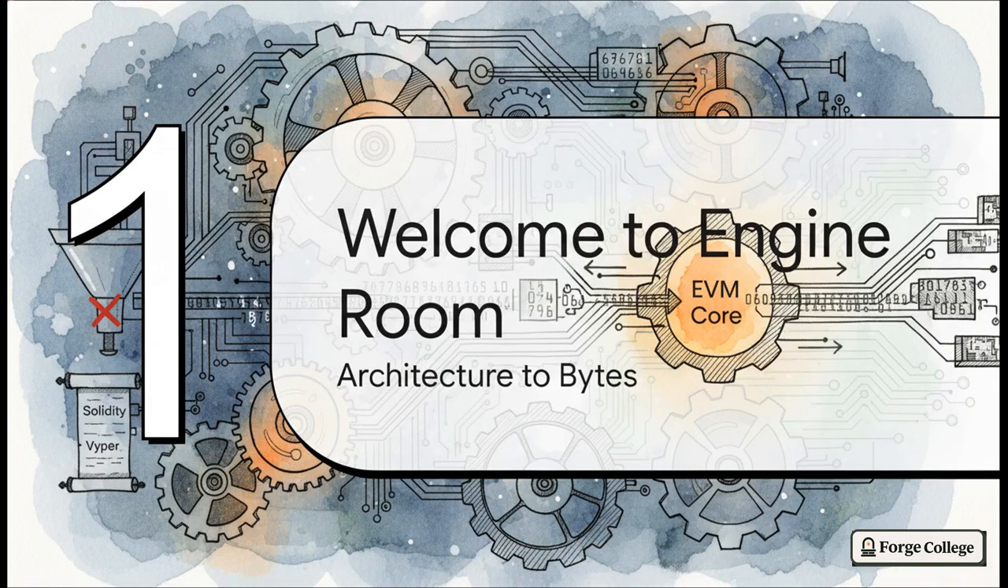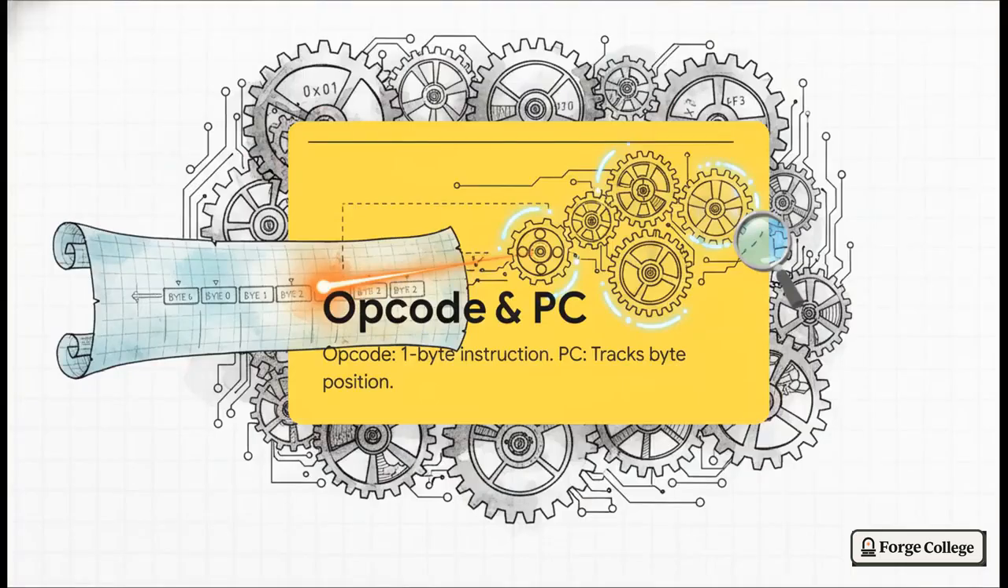Section 1. Welcome to the engine room, bridging architecture to raw bytes. Okay, let's dive into this. Because the EVM doesn't read Solidity or Vyper. It reads a raw, linear stream of bytes. It meticulously fetches, decodes, and executes this stream literally one step at a time. It is incredibly literal. If we want to understand how smart contracts actually operate at their core, we've got to learn how to read the raw bytes, exactly the way the EVM does.